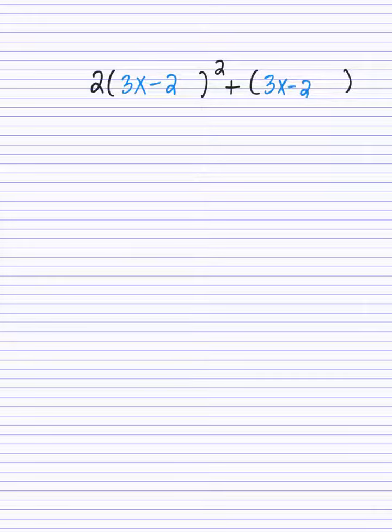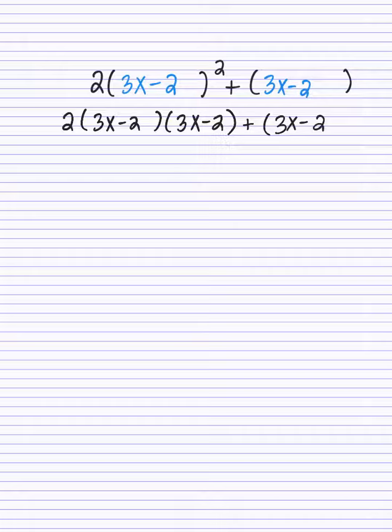Alright, so for this particular problem, we have a 2 in front of this parentheses squared. Now, one of the most common mistakes that students make is they want to distribute before they actually apply the 2 exponent. So we're going to rewrite this so that I have my 2 parentheses without the exponent. So that means 3x minus 2 multiplied twice.